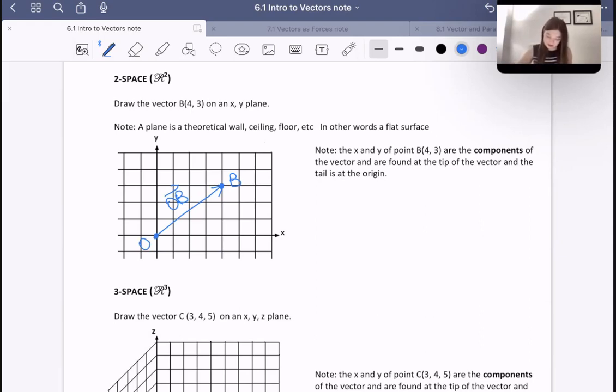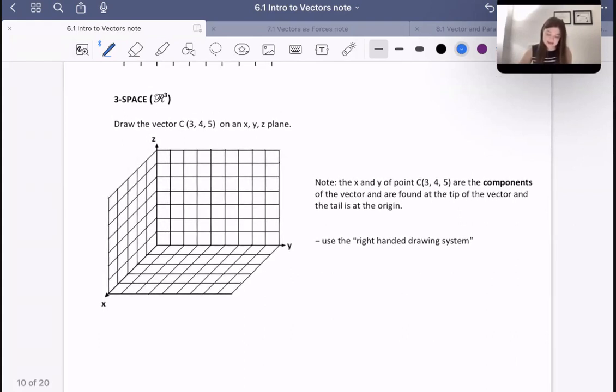Now, what about three space? So, three space is a bit different. Three space is three-dimensional space, so it's not just a flat surface, right? It's not something flat. It's something that can have three dimensions, right? We can be going not just left or right, but also out and in, right? There's a third dimension there. We don't just have length and width, we also have height now. We have a third dimension now.